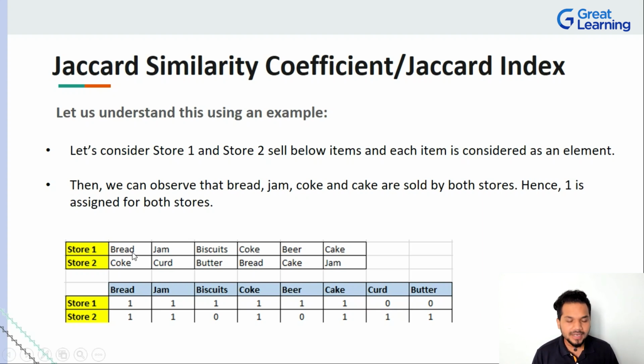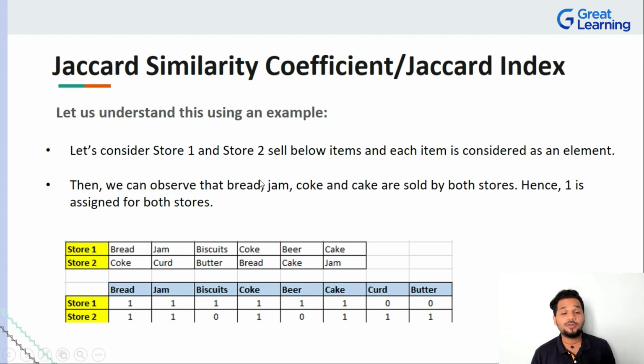So store number 1 wants to sell bread, jam, biscuits, Coke, beer and a cake, and store number 2 wants to sell Coke, curd, butter, bread, cake, jam. Even though it seems similar, there are a couple of different items that each wants to sell, right? And once you observe that, these are the different elements. Each of these are entities, right?